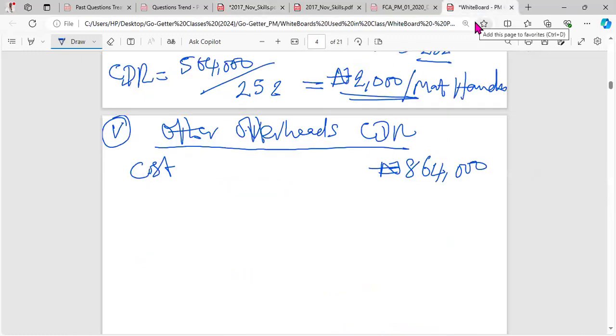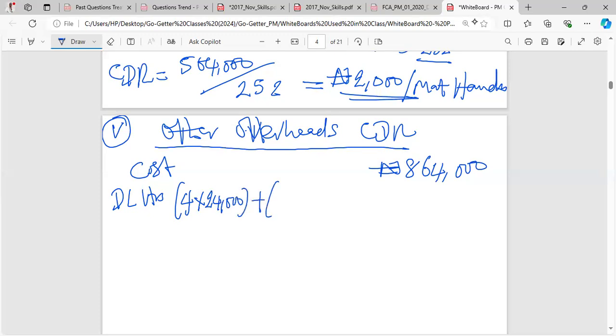4 versus 5. Direct labor hours. We have 4 multiplied by 24,000 plus 5 multiplied by 24,000.